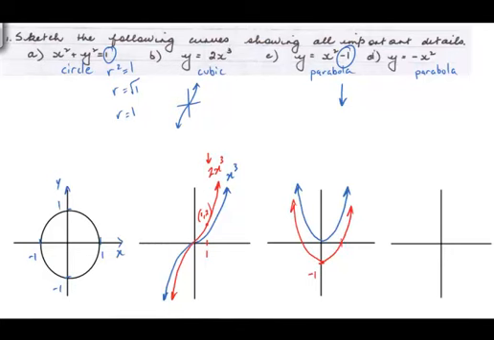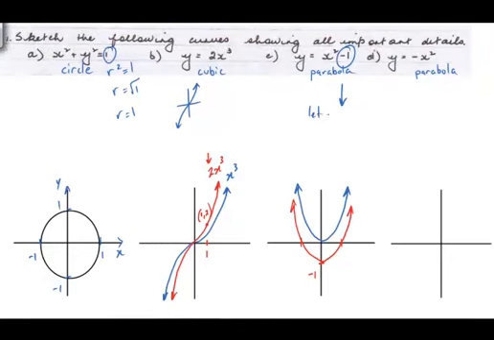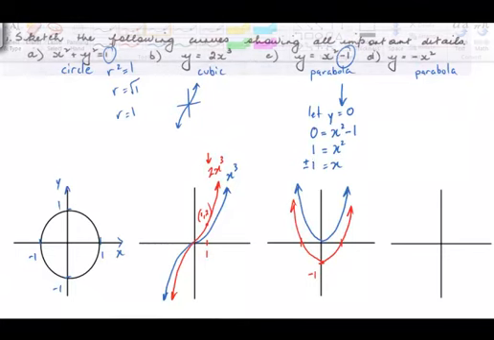You should mark the x-intercepts. So the x-intercepts, remember to find x-intercepts, you let y equal 0. So if I let y equal 0, I've then got to solve the equation x squared minus 1 equals 0. To solve that, I can add 1, so 1 equals x squared, then take the square root, so x equals plus or minus 1. So that just means that my x-intercepts are at 1 and -1.